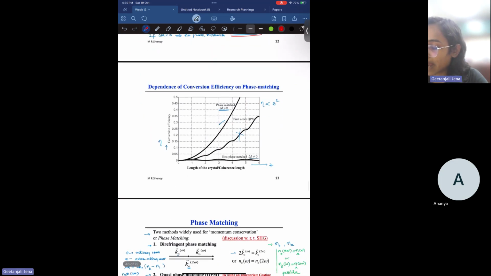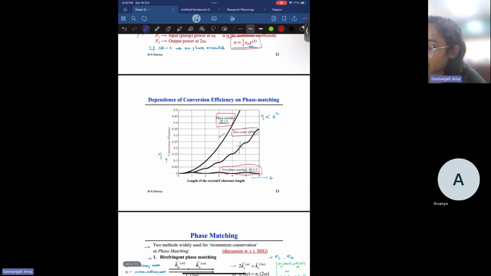This is the graph of the conversion efficiency under different conditions. One is the phase matching condition, one is the non-phase matching condition, one is the first order quasi-phase matching. If you see the phase matching condition, when delta k is 0, it behaves like z square. So you will see a parabolic curve here.